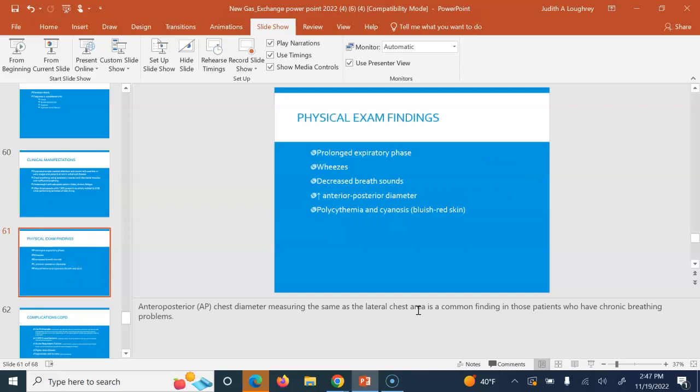If you are looking at them in the physical exam, they will have a prolonged expiratory phase. They might present with wheezes or decreased breath sounds. You will see an increase in anterior-posterior diameter. You'll also see them having polycythemia and cyanosis, or bluish color of the skin.